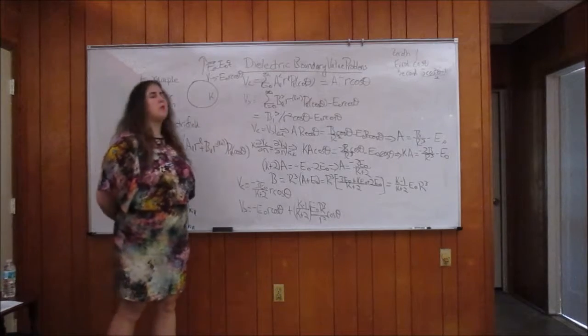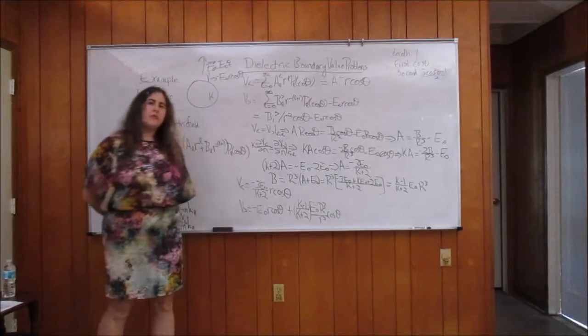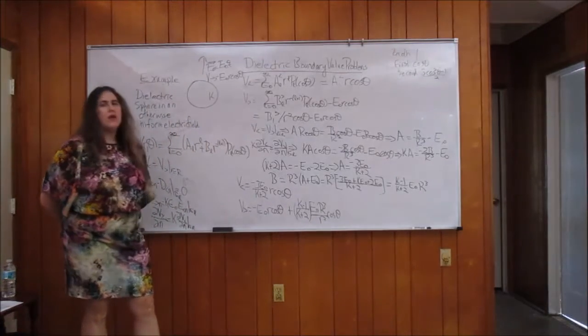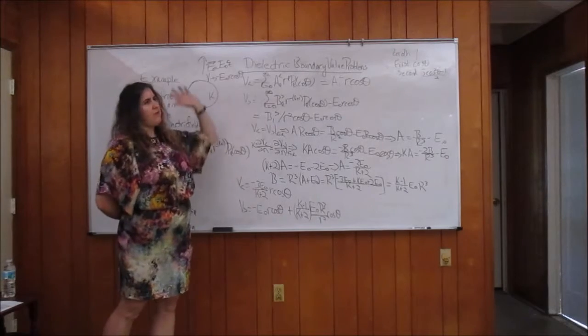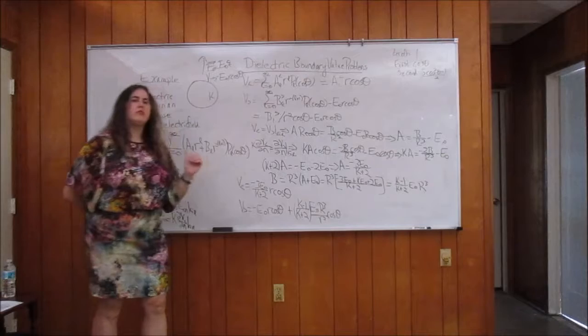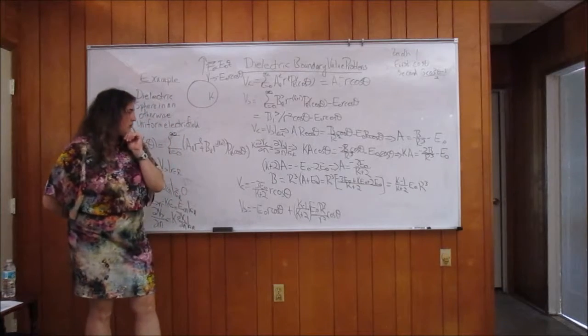Now remember before, when we were doing the problem of the conducting sphere, the sphere was grounded, so the potential at the surface of the sphere and inside was equal to 0. And as you got very, very far away from the sphere, the potential went as minus E naught R cosine theta.